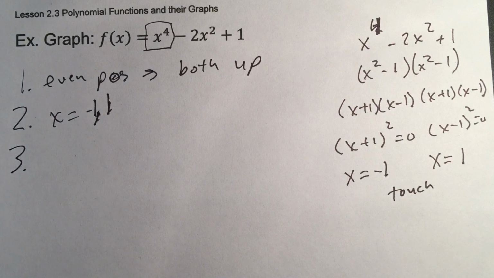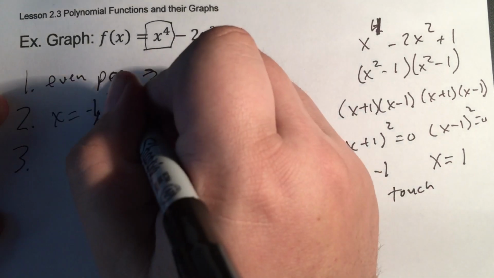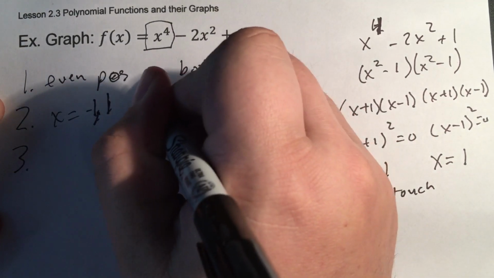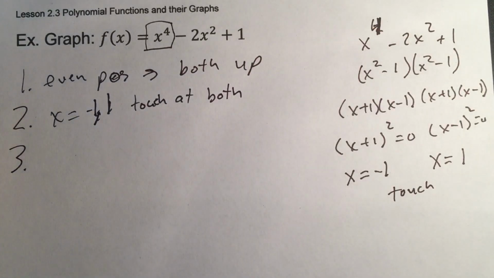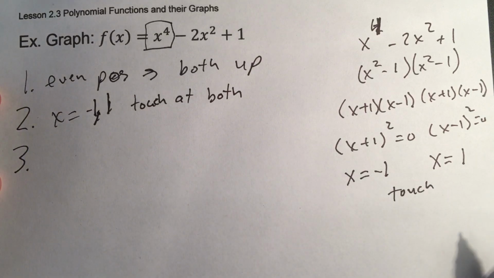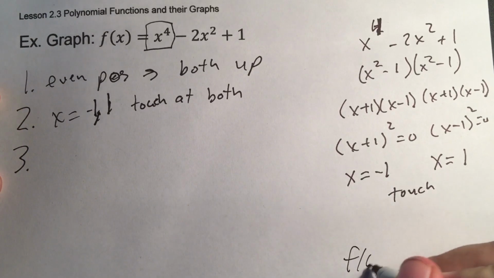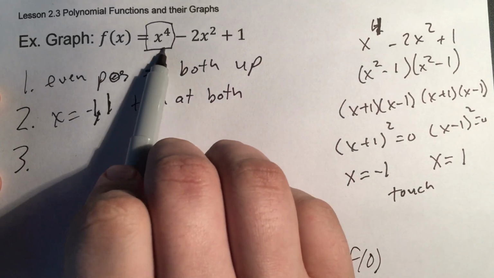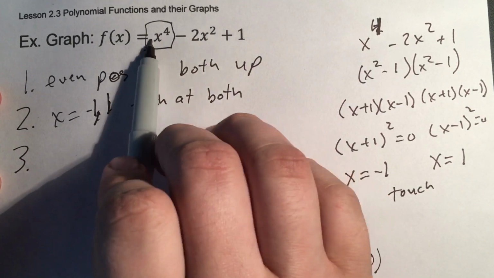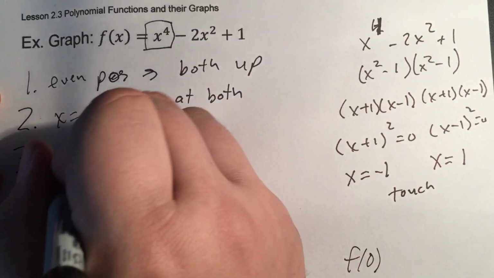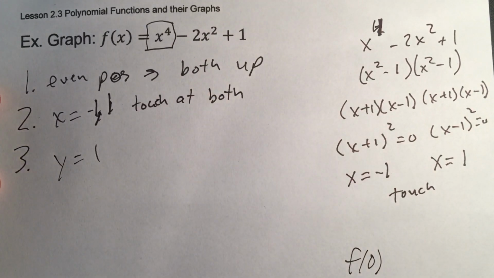So 3, we're going to touch at both. So keep in mind that multiplicity, what's going to go on with the graph. So y-intercept now. So f of 0. Well, 0 to the 4th is still 0. 0 squared is still 0, so neither of those will be there. It ends up being y equals 1 for your y-intercept.